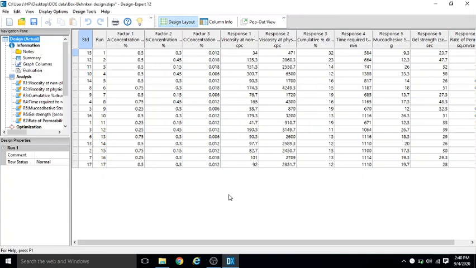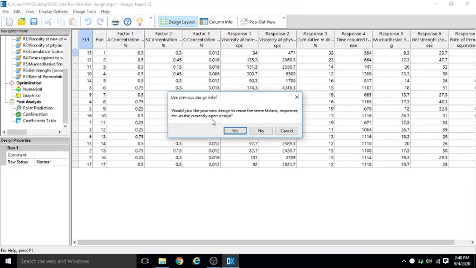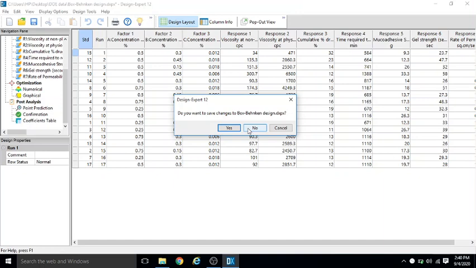So this is one way to screen your responses, to screen your factors. You can remove all insignificant responses and factors from this particular study, and the remaining significant factors would help you to draw a particular conclusion, and you would be able to do your optimization, right? So students, that was all about the Design Expert software.